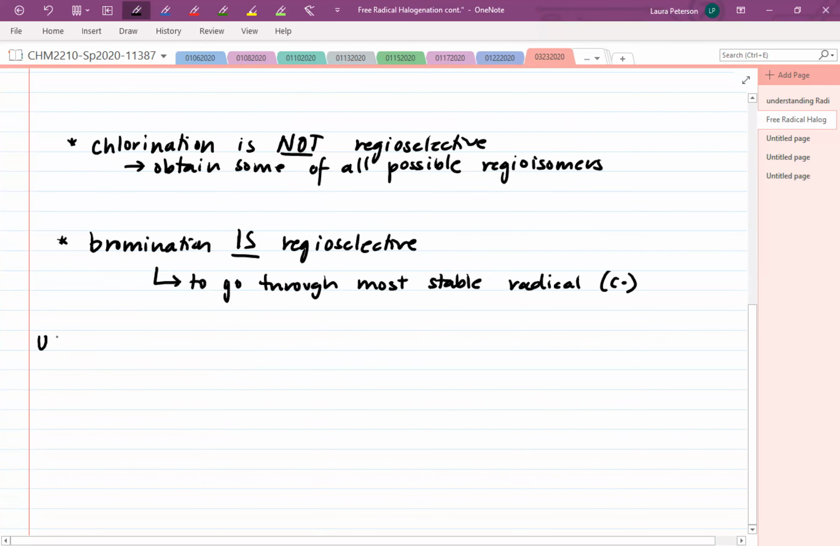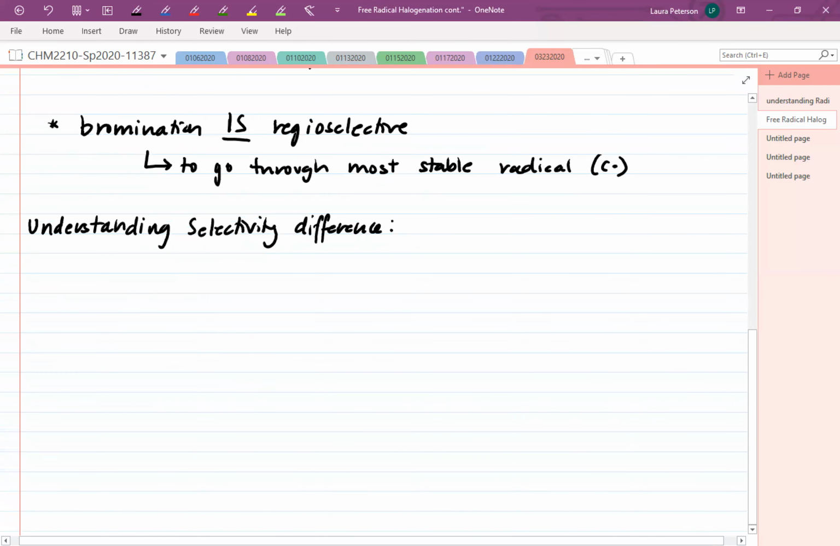Okay, so the last thing that we need to do here is figure out this difference in selectivity. Understanding the selectivity difference. So the question that we're asking is, why is bromination regioselective and chlorination not regioselective? Okay, and the way we're going to do this is by comparing the bromine radical to the chlorine radical.